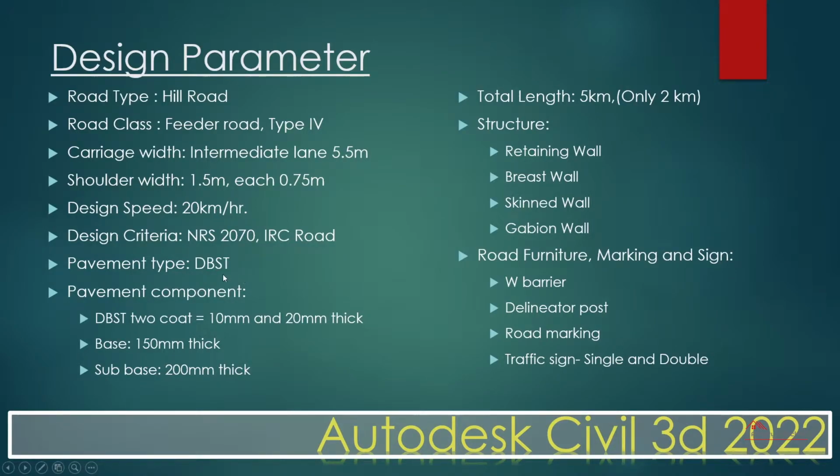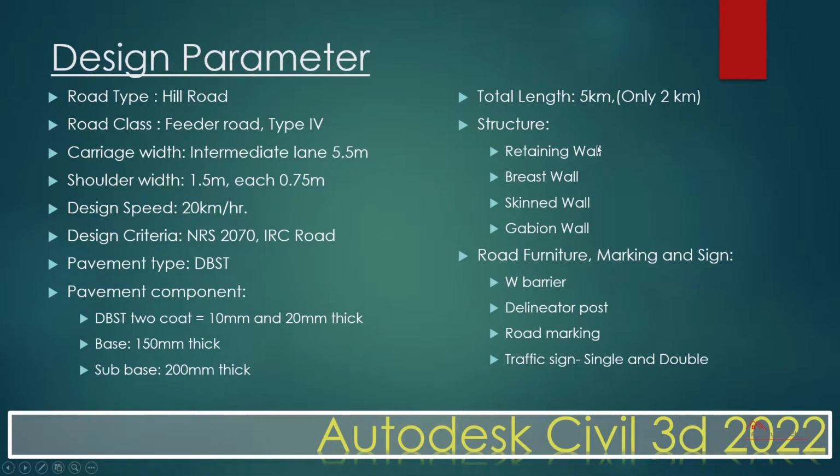The pavement type will be DBST, double surface treatment, and the pavement component will be DBST 2 coat. The first coat will be 20 mm thick, and the second coat, that is the final coat, will be 10 mm thick. The base will be 150 mm thick, and the sub base will be 200 mm thick. The total length of our road will be 5 km, and if we have time we're gonna design up to 5 km, but if we don't have time we're only gonna design up to 2 km at least.